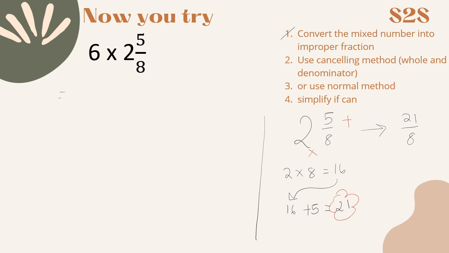So bringing everything down, 6 times 21 out of 8. Now you have a choice. Either you can use the cancelling method or the normal method of how you can multiply the whole with a fraction.